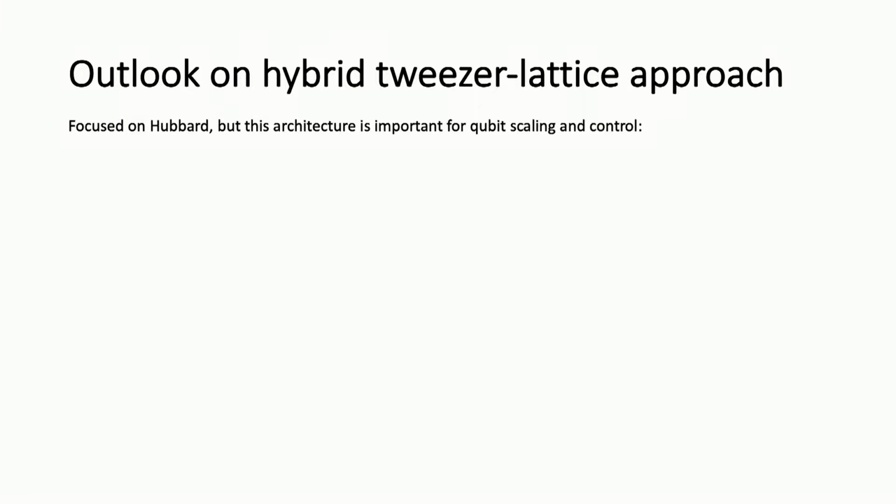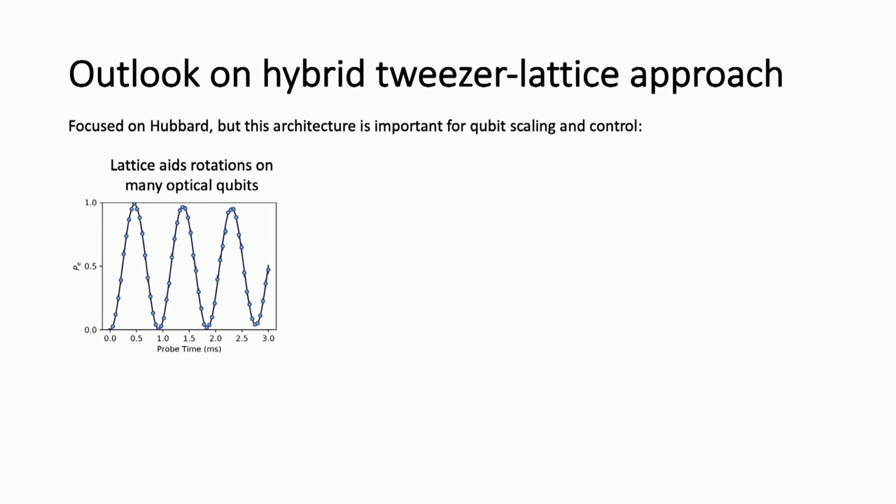I also just want to zoom out in this last 1 minute on just beyond Hubbard physics, how this technology of a hybrid tweezer lattice could be useful. In our work in quantum metrology, it was very important to have high fidelity control of many, many optical qubits. And this meant we had to tightly confine them.